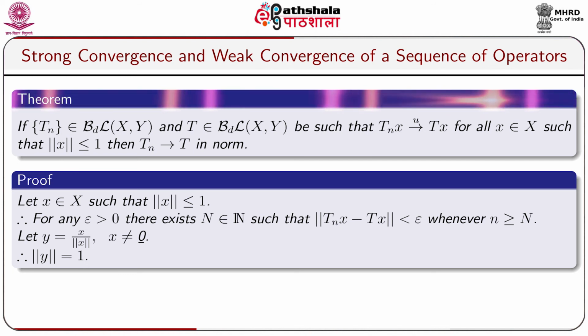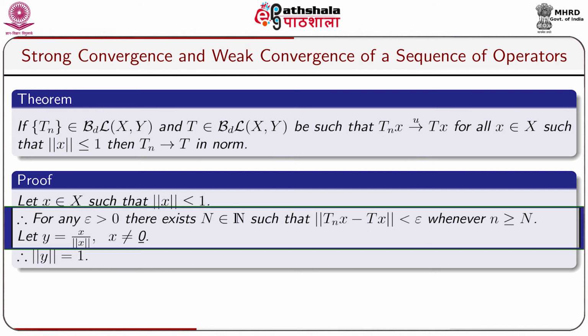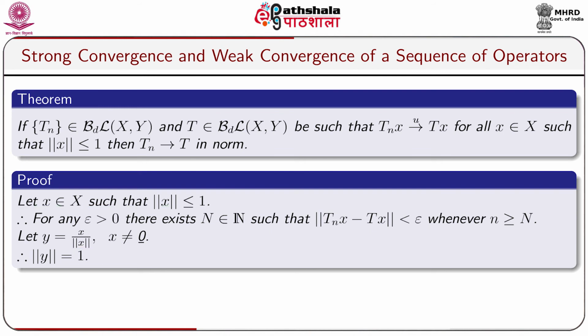The proof goes below. Let x belong to capital X be such that norm x is less than or equal to 1. So, for any epsilon greater than 0, there exists a positive integer capital N belonging to the set of natural numbers such that norm Tnx minus Tx is less than epsilon whenever n is greater than or equal to capital N. Let us take an element y equal to x by norm x, where x is not equal to the zero vector. So, norm y equals 1.